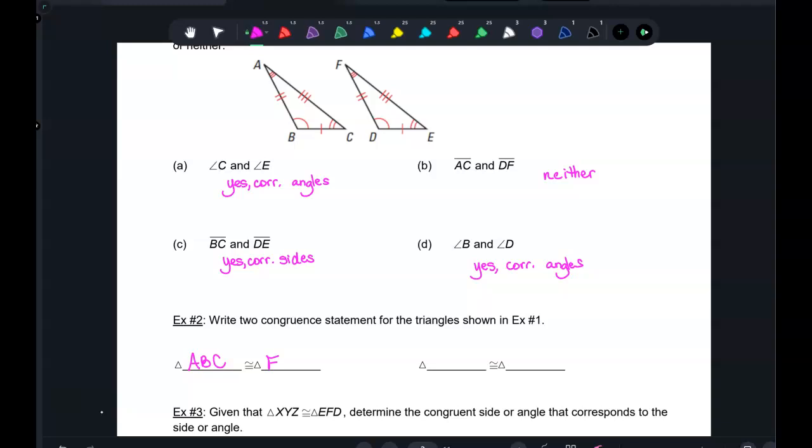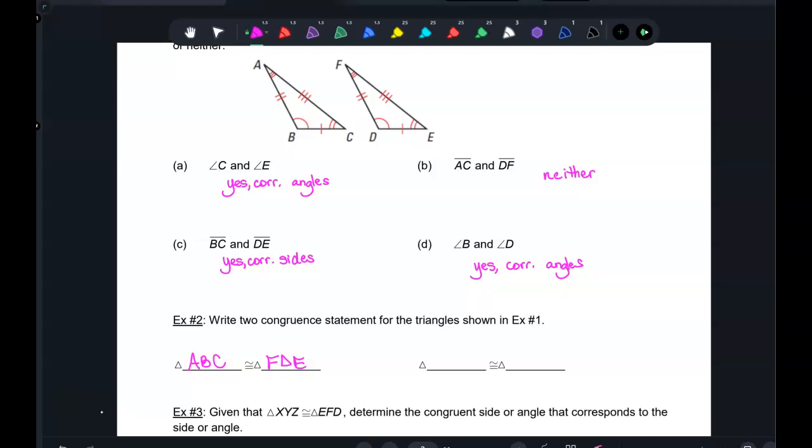Okay, B is the second letter. So I have to make sure it corresponds to what letter in the other one? D. And then C, just double check. C matches with E. So just because this went nice alphabetical order A, B, C, don't think that it's automatically going to be D, E, F for the other one. Does that make sense?